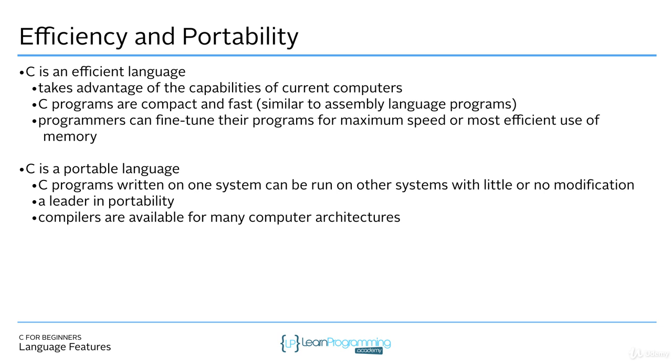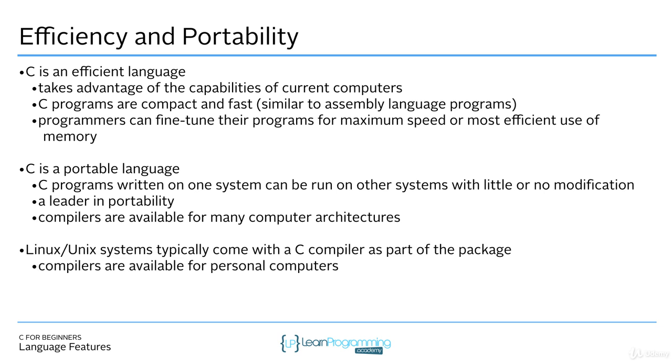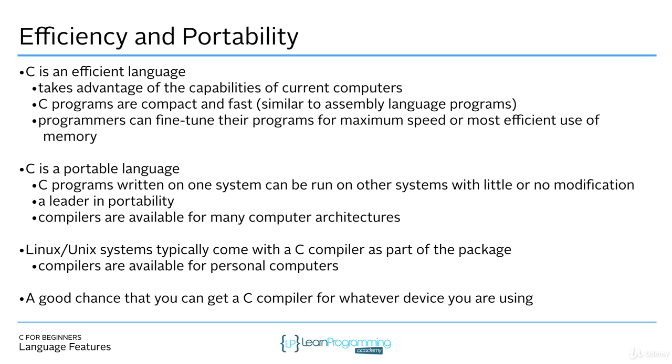In fact, C is the leader in portability, and the compilers are easily available. You can get a compiler on Windows, Linux, no problem. Linux and Unix systems typically come with a C compiler, so you don't even have to download it. Same with the Macintosh. So you can start writing C programs immediately, with no external downloads. They're also available, obviously, for Windows, but typically for Windows, you will have to download a compiler. And we're going to be doing that when we download our required software. So there's a good chance that you can get a C compiler for any device that you're using. You could probably get a C compiler also for an Android device or an iOS device.